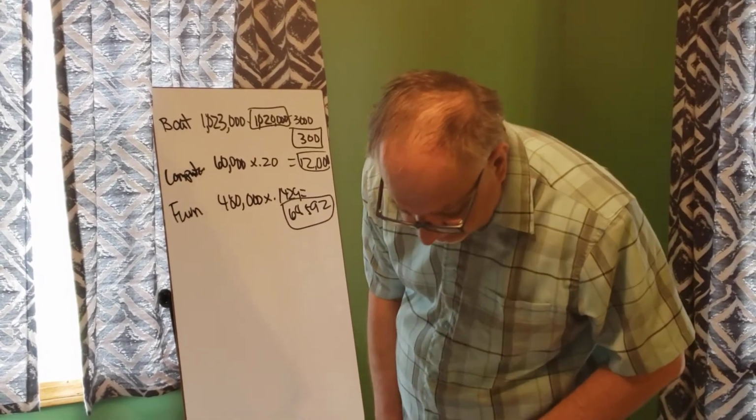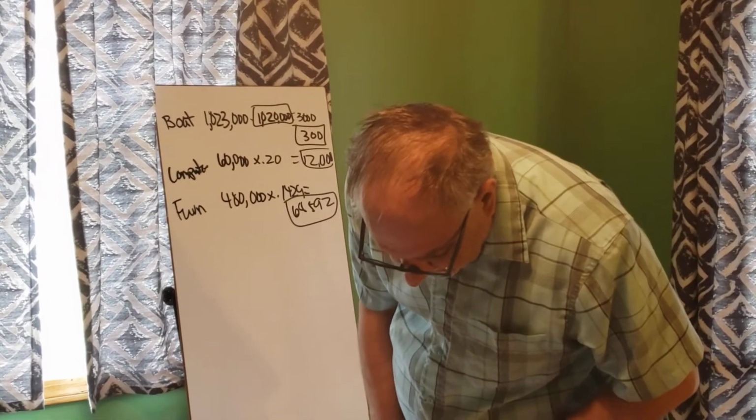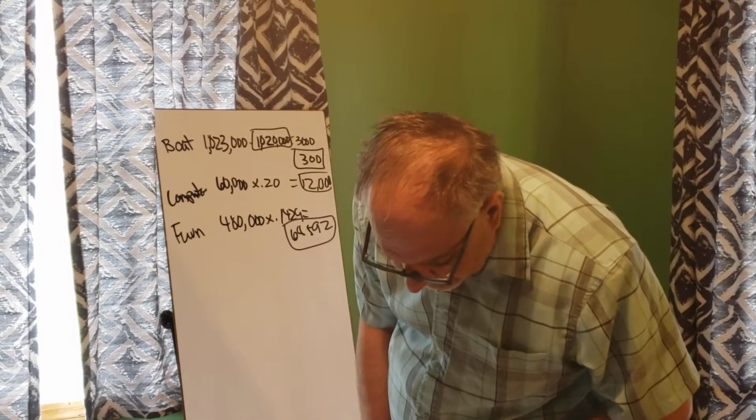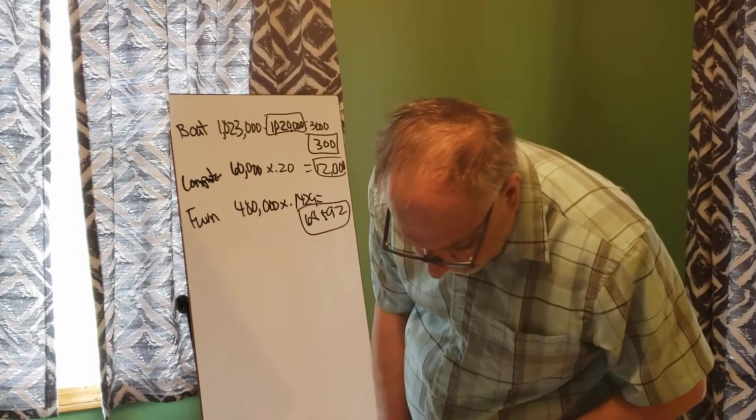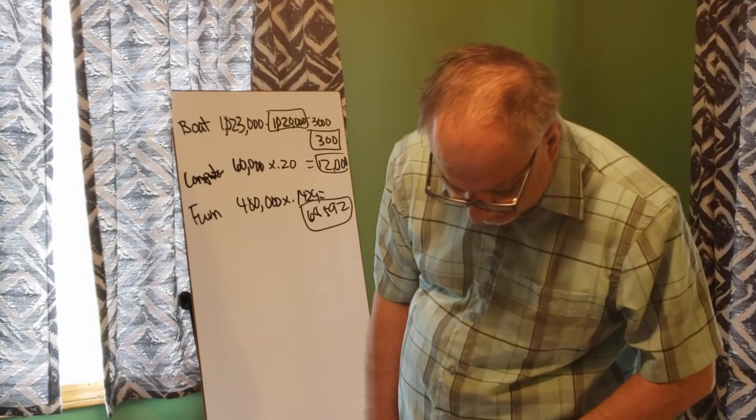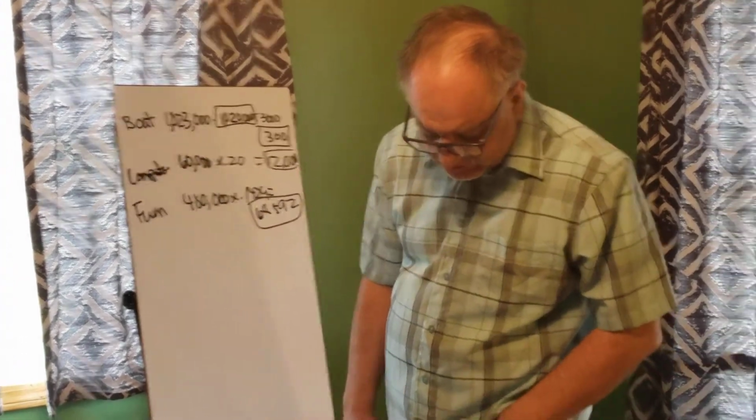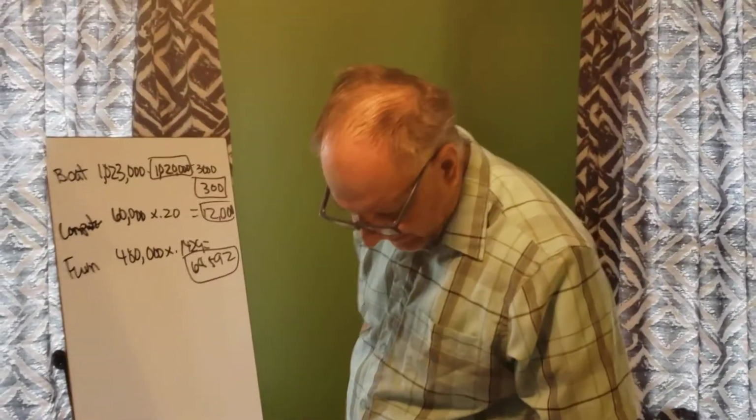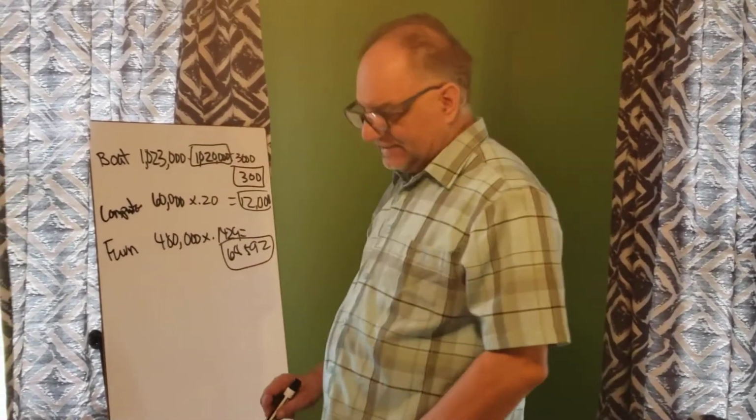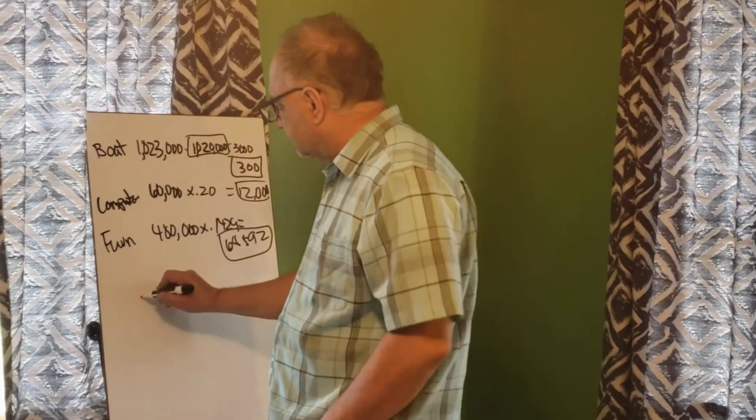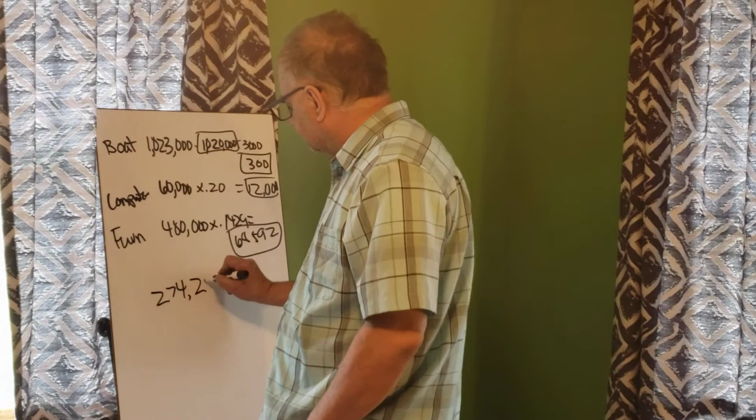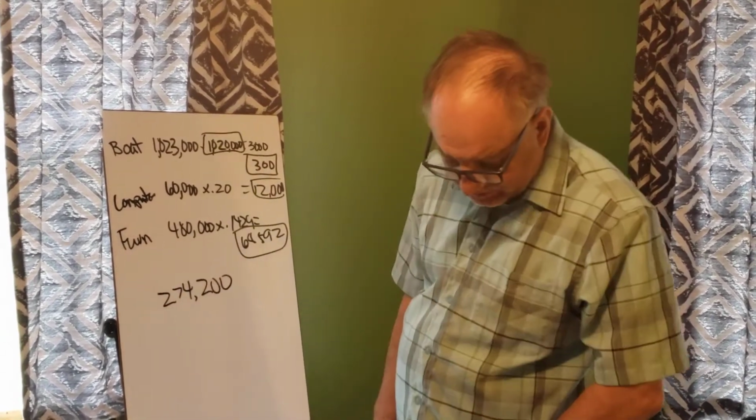Problem 47 again is easy because this is all 5-year property. And in part A, we don't claim bonus depreciation or section 179. We're just going to add the total of all those up, take that times 20%, and we get 274,200 as our depreciation amount.